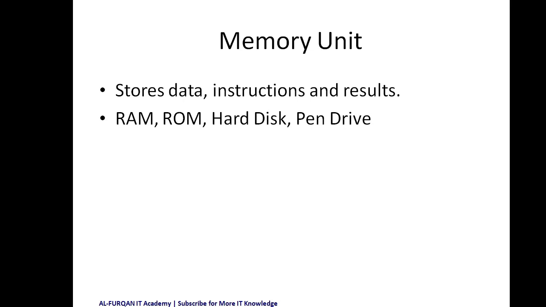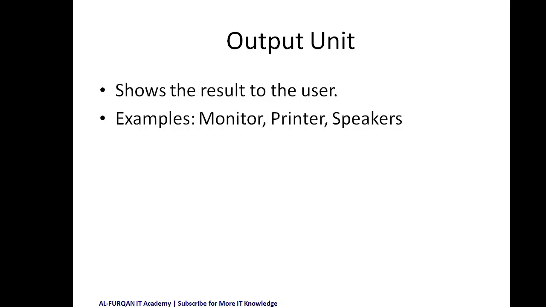Then the next thing we study is the memory unit. The memory unit stores the data, instructions and the result. It is used to keep the information for future use. There are two types of memory here: primary memory and secondary memory. The examples of primary memory are RAM and ROM, and the examples of secondary memory are hard disk and pen drive.